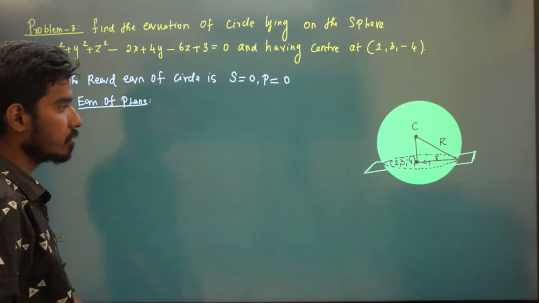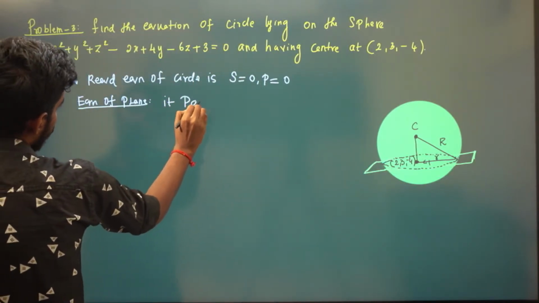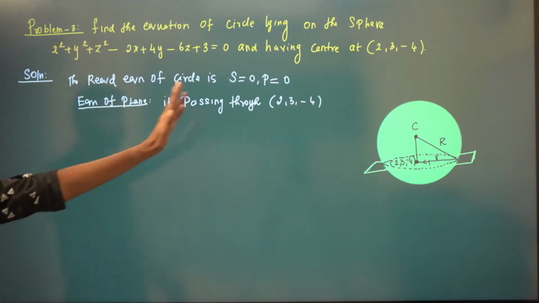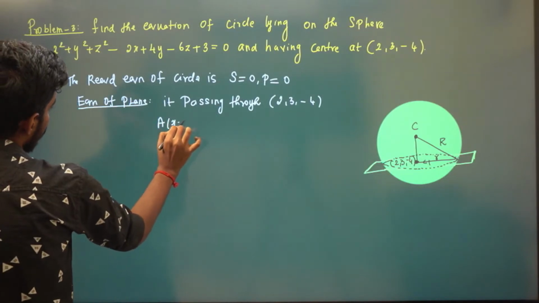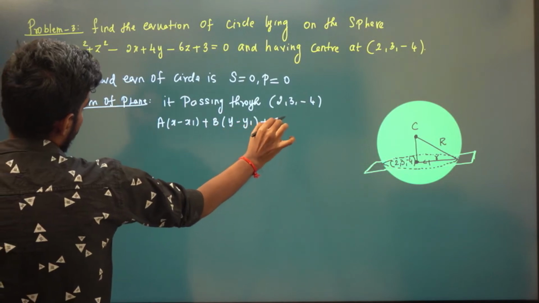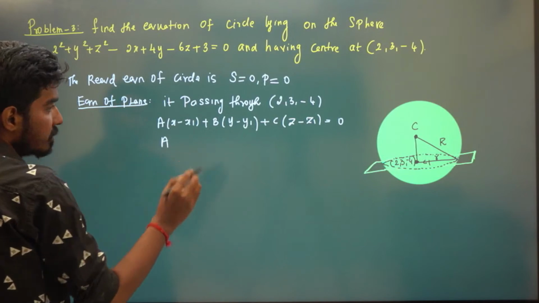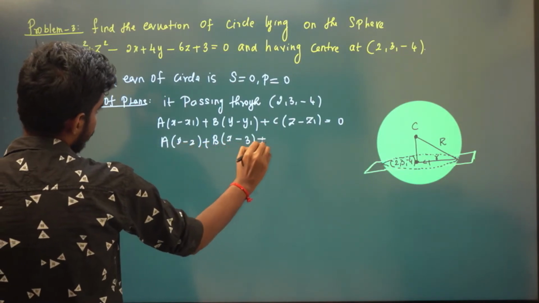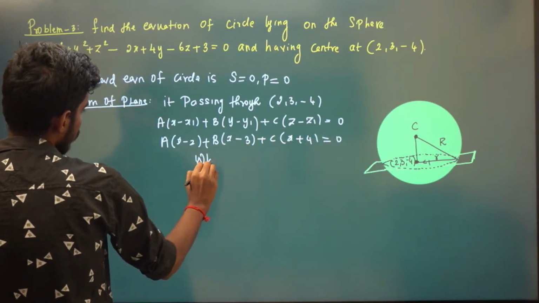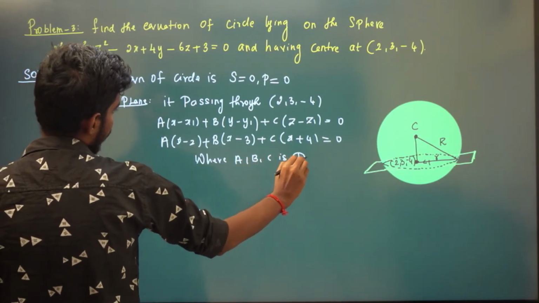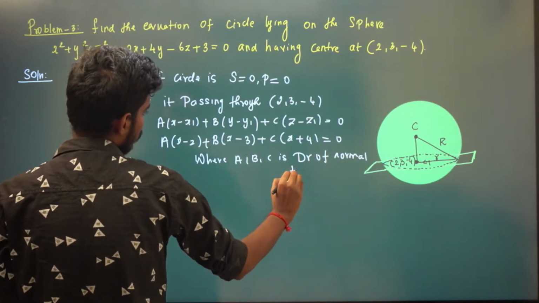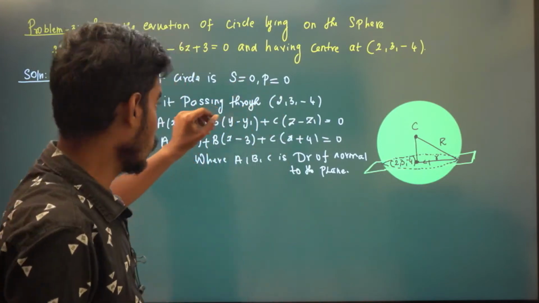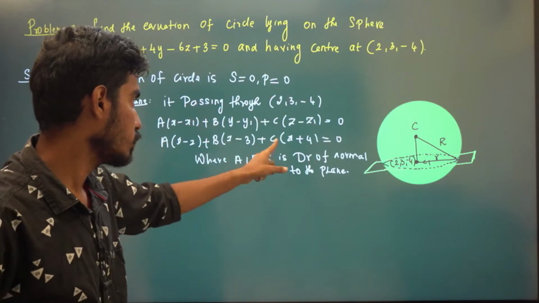Now we can see this plane is passing through the point 2, 3, minus 4. So what is the equation of a plane passing through this point? A(x minus x1) plus B(y minus y1) plus C(z minus z1) equals 0, where A, B, C is the direction ratio of the normal to the plane. So A(x minus 2) plus B(y minus 3) plus C(z plus 4) equals 0. If I know the values of A, B, C, the problem is over, because we already know S and only need to find P.